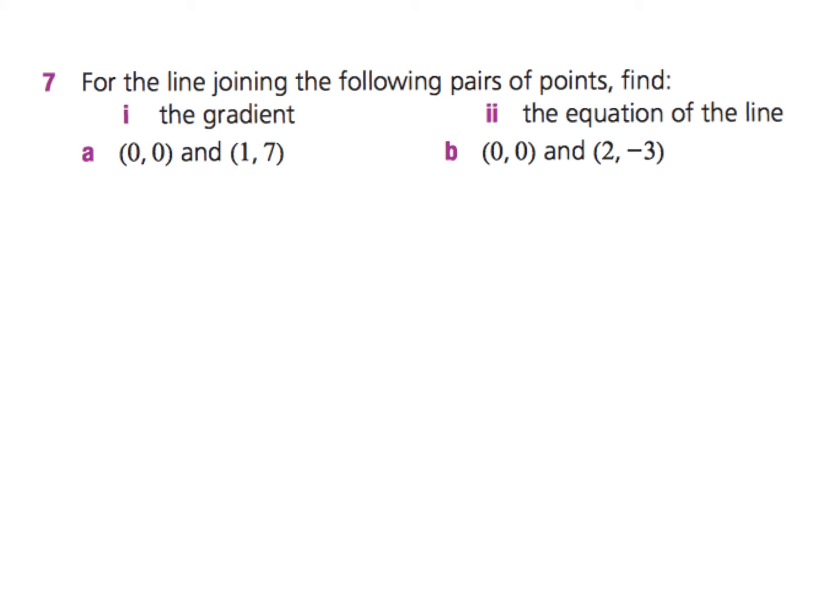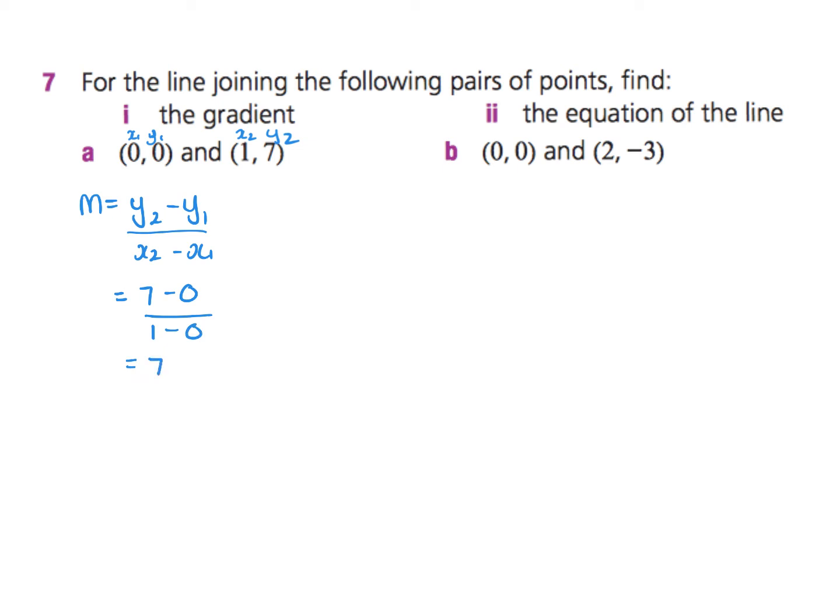For the line joining the pairs of points, find the gradient, and then part 2 was find the equation of the line. So we'll go and do this first one. For the first one, the gradient, I'm going to use this formula, particularly because they've given me 2 points. So I'll call this x1 y1 and x2 y2. So the gradient will be 7 minus 0 over 1 minus 0.